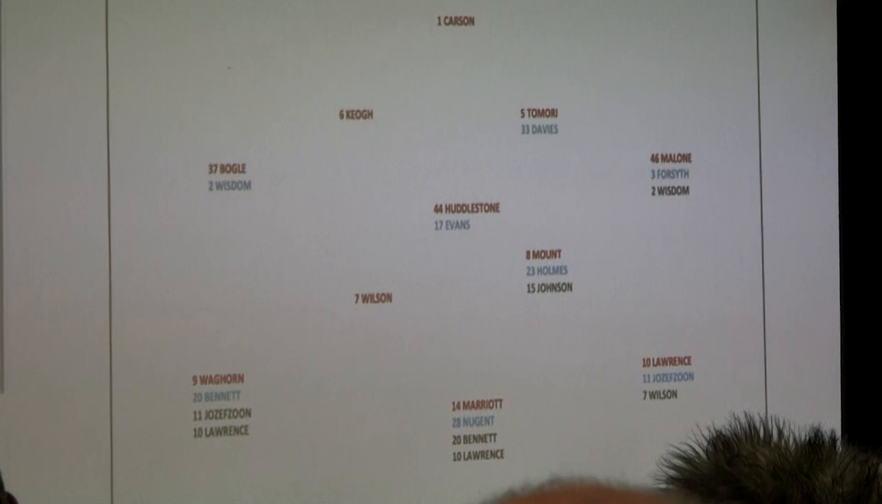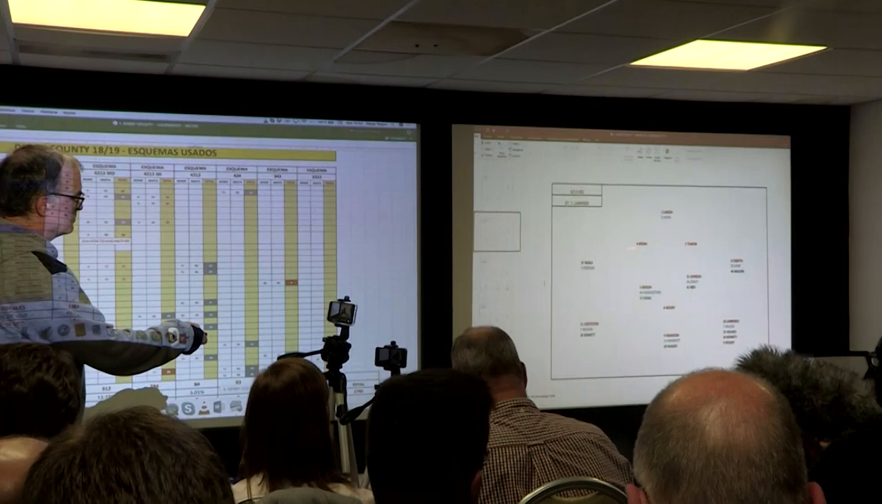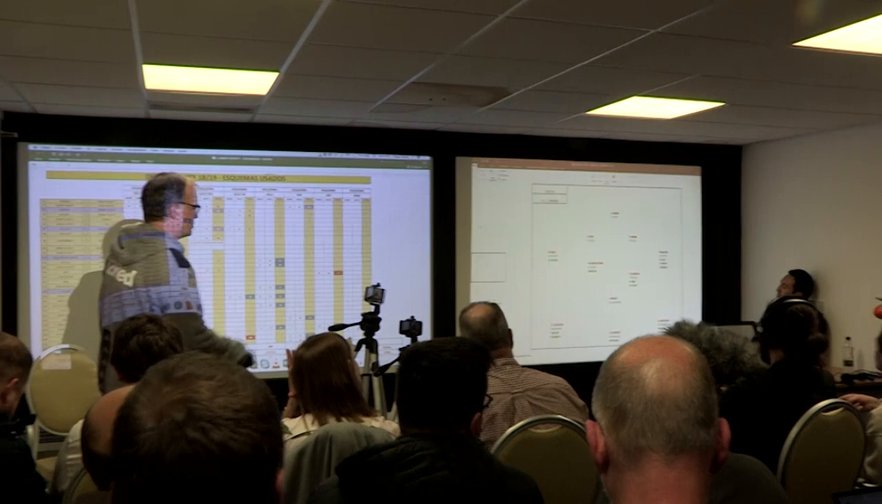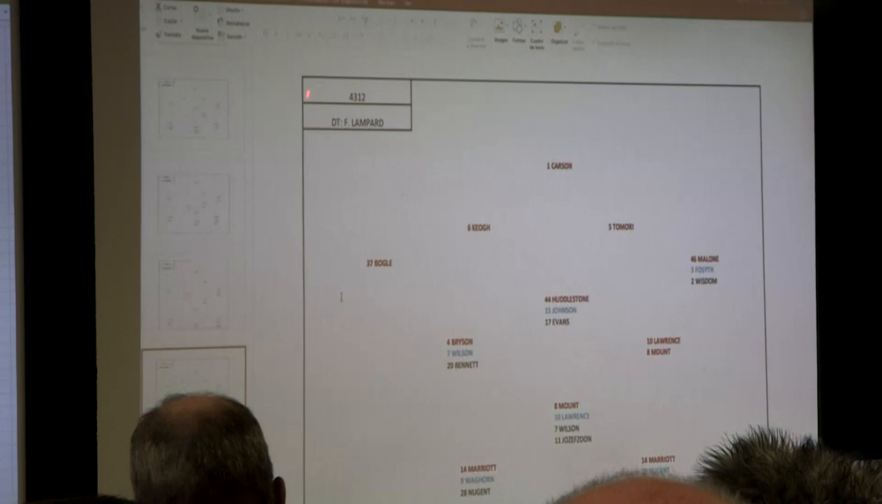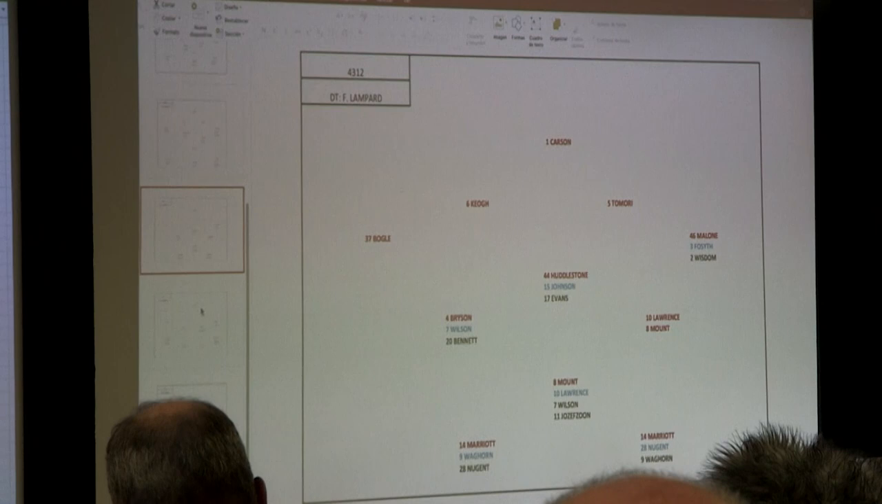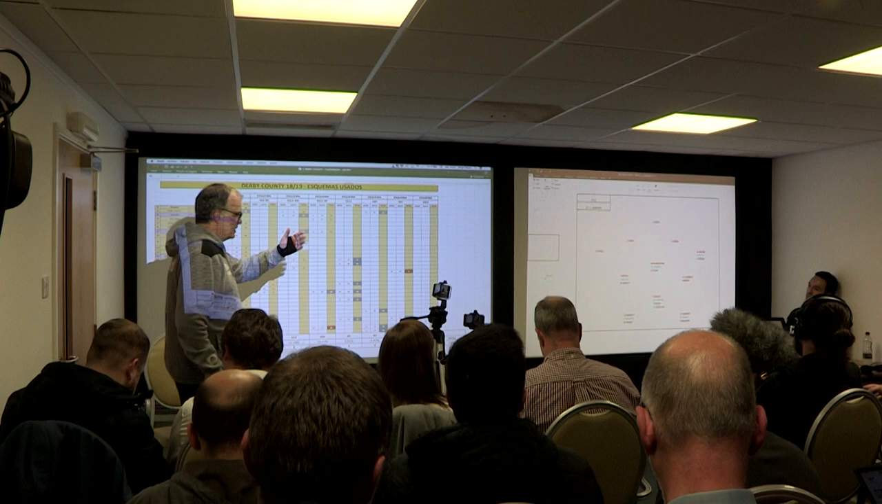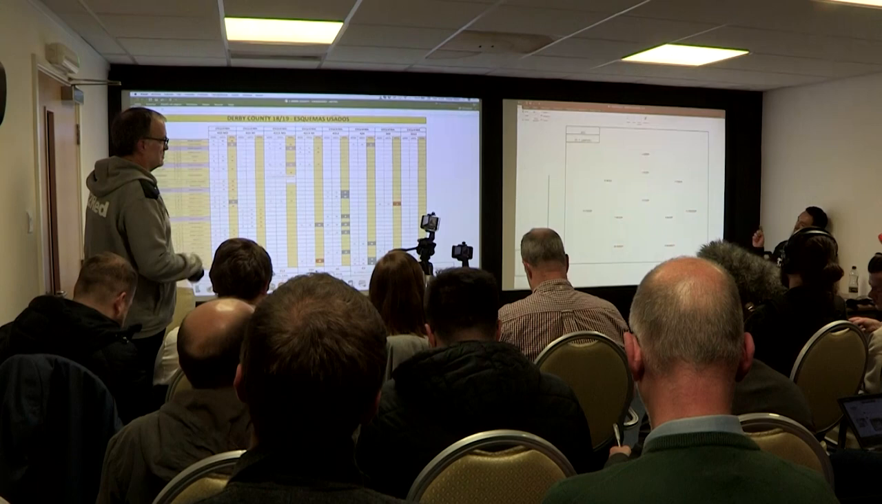So if you want a synthesis of the 31 games played by Derby County, you have it in this document. This is the 4-3-3. This document is the 4-2-1-3. We also have the 4-2-1-3 when the number 8 is on the other side. And the 4-3-1-2, which is the fifth system they use, we also have in this document. So this is another way to see the same information.